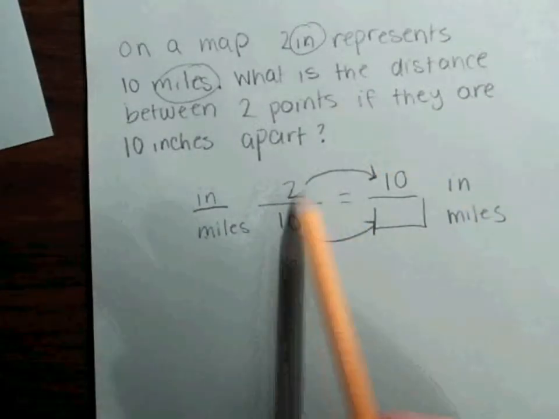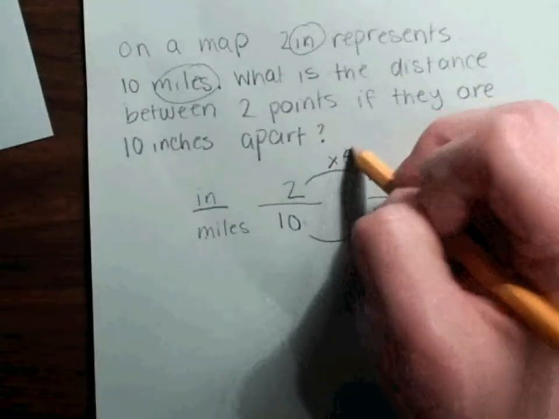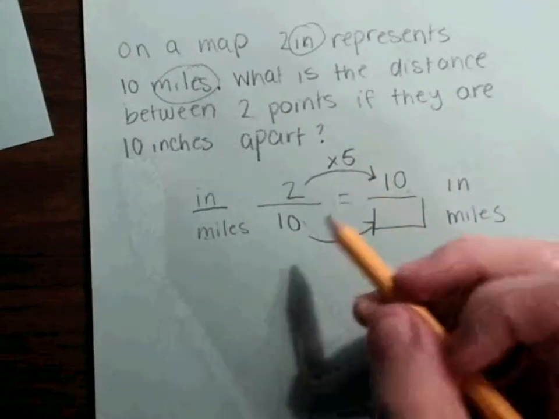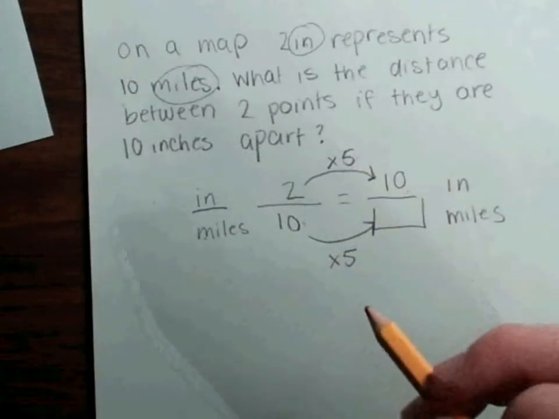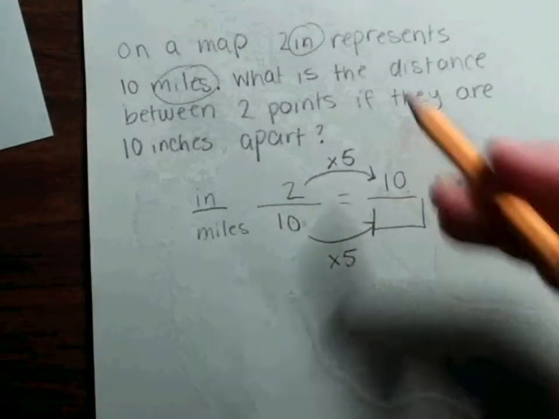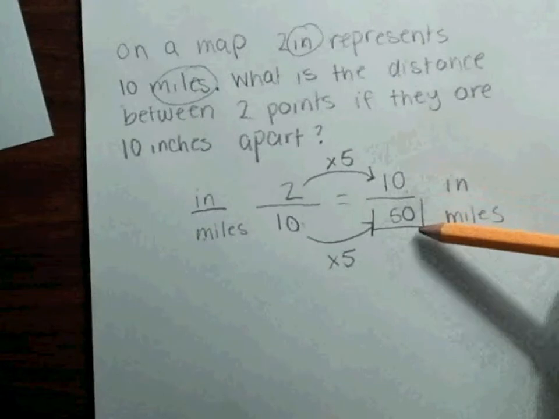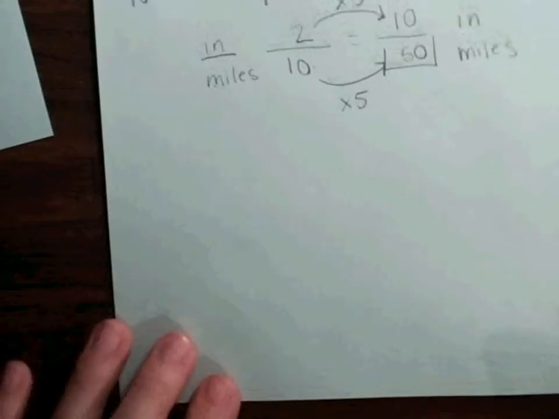Essentially all I'm doing is, to get from 2 to 10, what do I have to multiply by? It's times 5, and 5 represents my scale factor. So if I multiply times 5 on the top, I multiply times 5 on the bottom. That gives me 10 times 5, which is 50. So that means that 10 inches represents 50 miles on a map. Okay? All right, let's do another one.